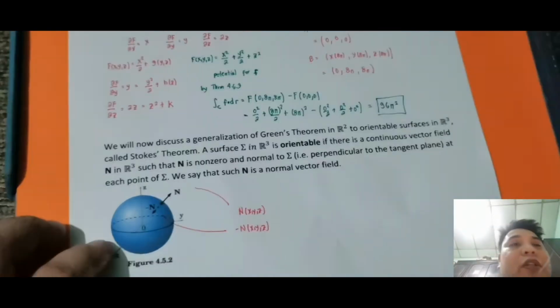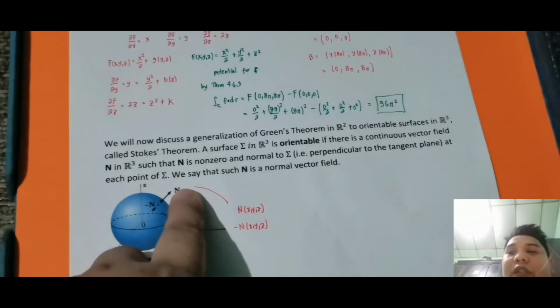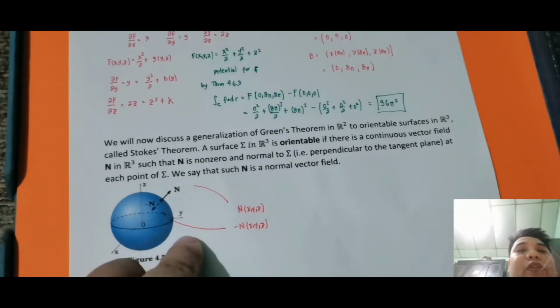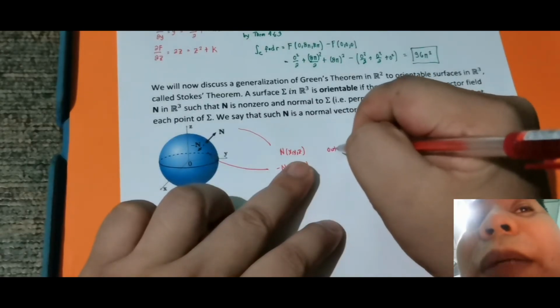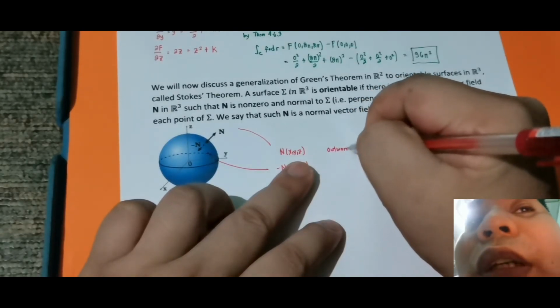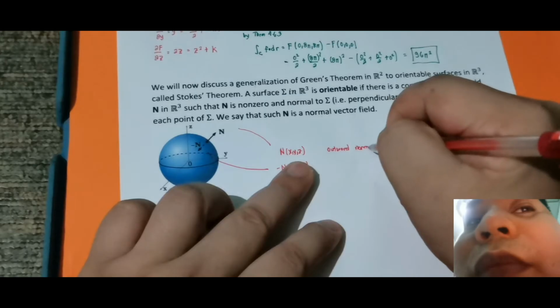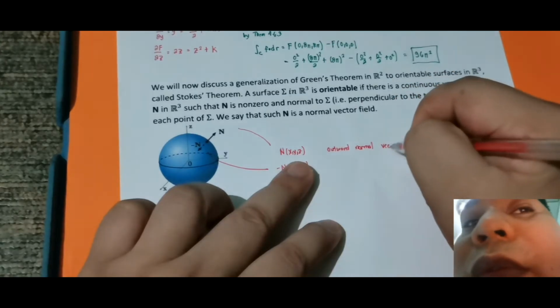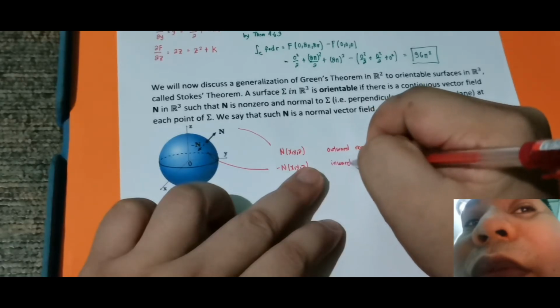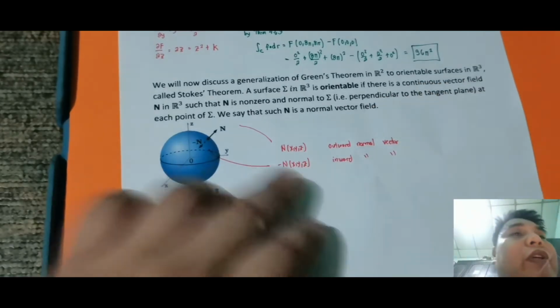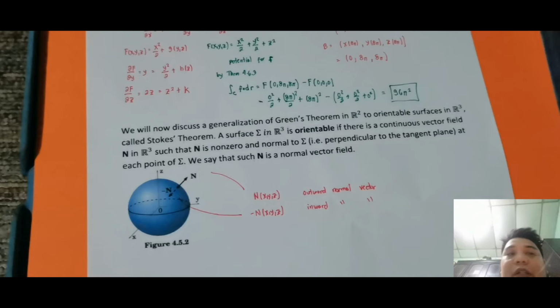Okay, so, ang tawag dito is something outward. So, outward normal vector. Ito yung inward normal vector. So, patandaan na lang outward, kasi palabas. Outward normal vector. Then inward normal vector. Okay, so pakitandaan yung part na yan.